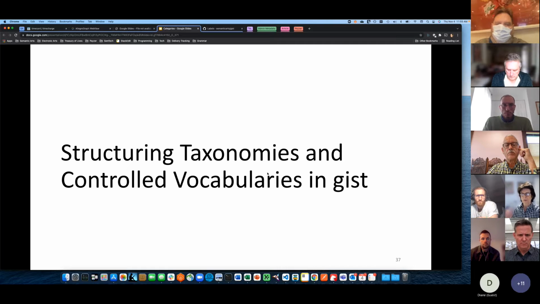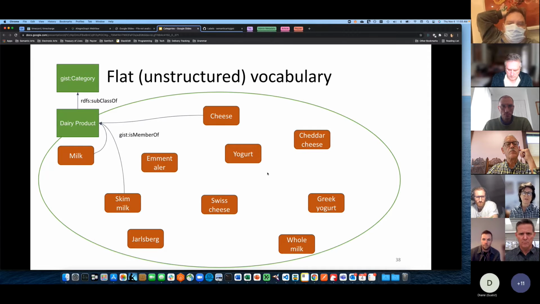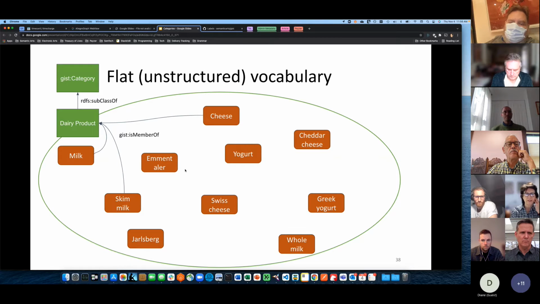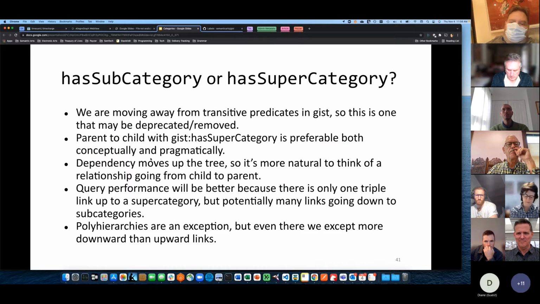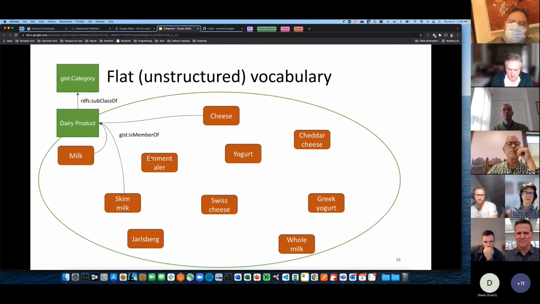So GIST also provides ways of structuring taxonomies or controlled vocabularies. So you can have a flat structure. Let me explain what we're doing here. This is the class, which is a subclass of category. So this is comparable to the skill class I had defined. And these are all members of this class, and I haven't drawn all the arrows here, but you can extrapolate. Sorry, I've got a mistake here. This is not is member of, it's just a type, so I've got to fix that. This should be RDF type.